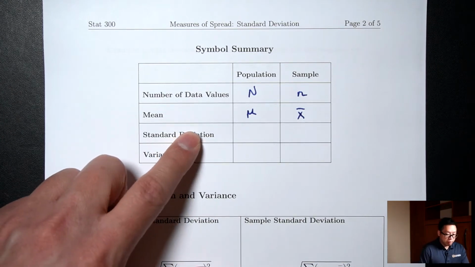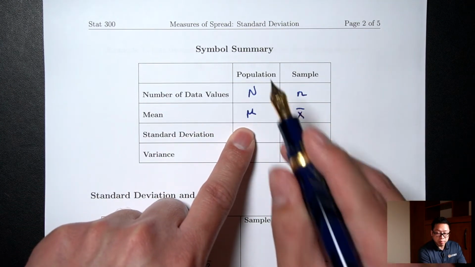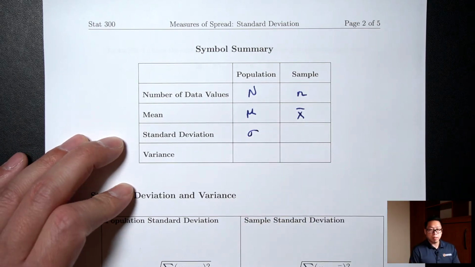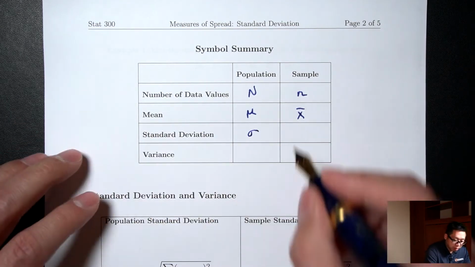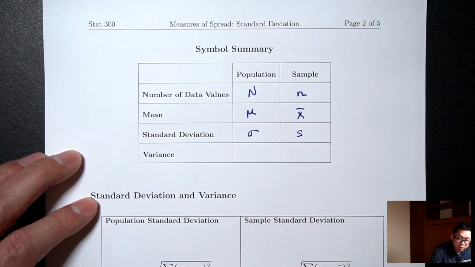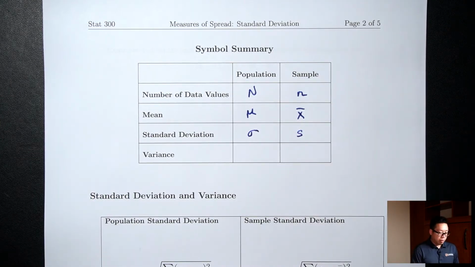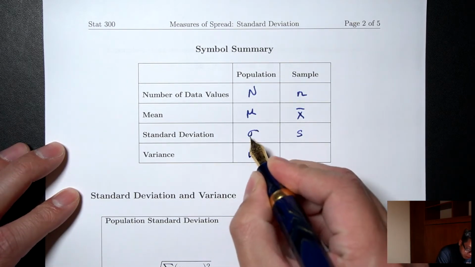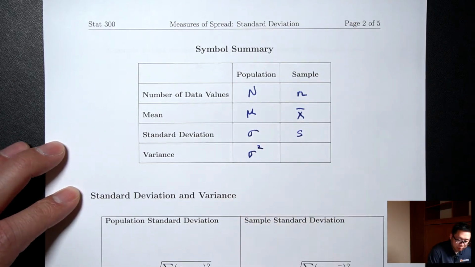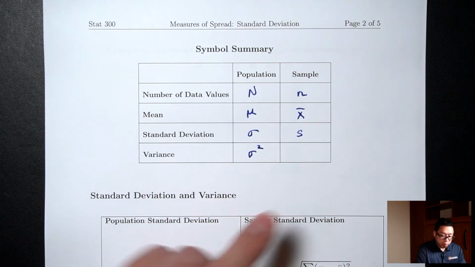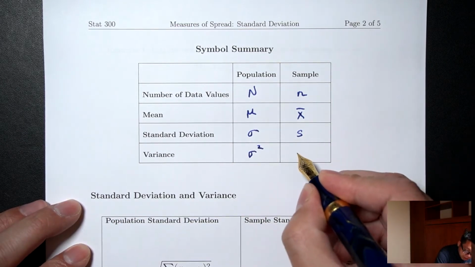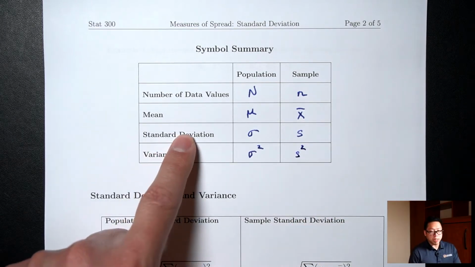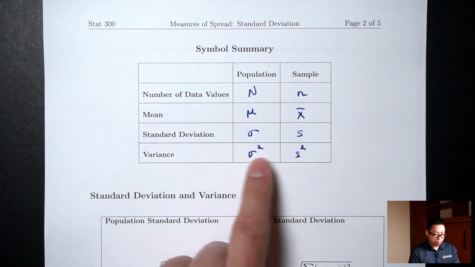Standard deviation, if it's from a population, the symbol is a sigma. If it's from a sample, the symbol is lowercase s. Variance, the symbol is sigma, so this thing, squared. If it's from a sample, the symbol is s squared. The variance is basically you take your standard deviation and you square it.